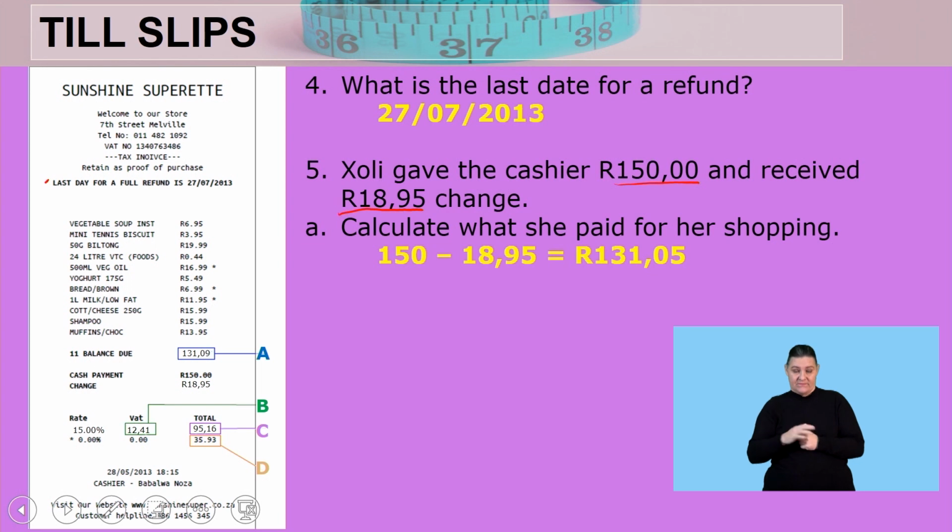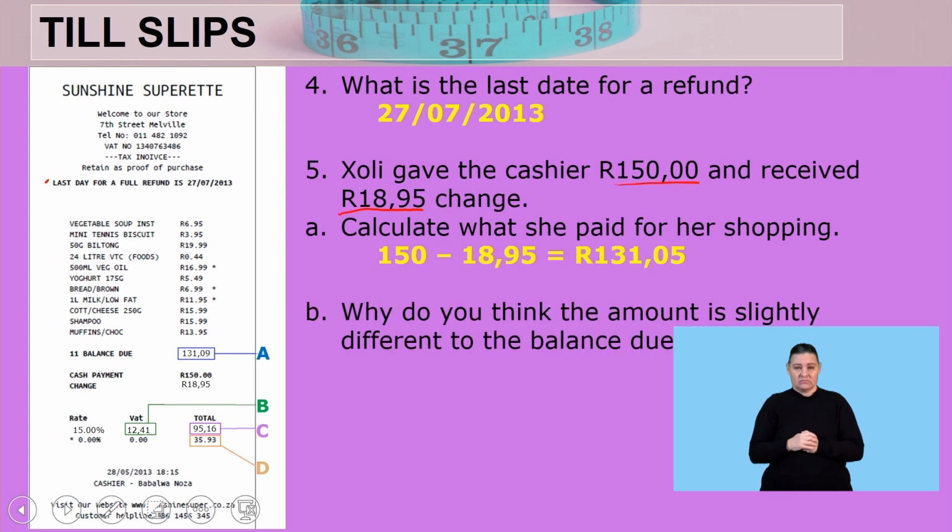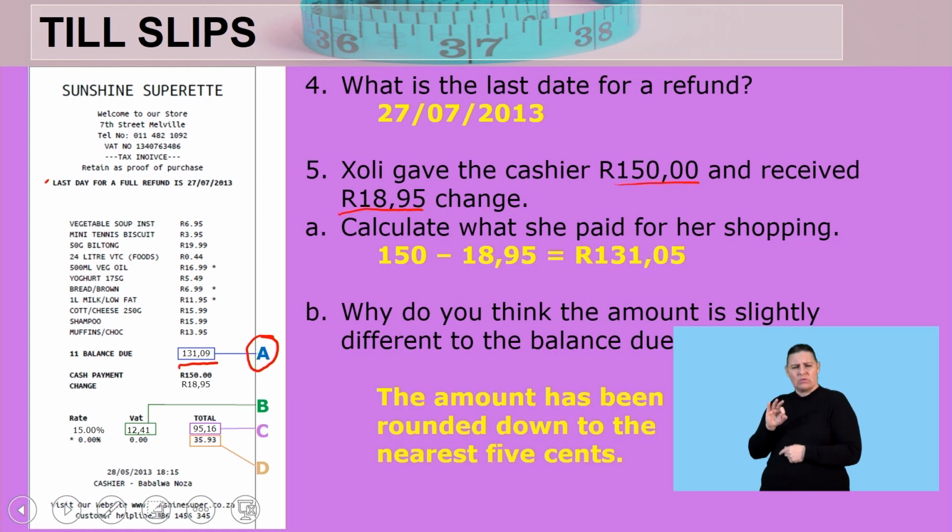Now, why do you think the amount is slightly different to the balance due? So I've labeled the balance due as A. Here it is. That's the balance due. 131.09. Why is there a difference? Now, if you remember correctly, and hopefully you do, we needed to round down to the nearest 5 cents because of money, because there's no 1 cent and 2 cents coins around. So you've got to round down by 5 cents. Nice work.